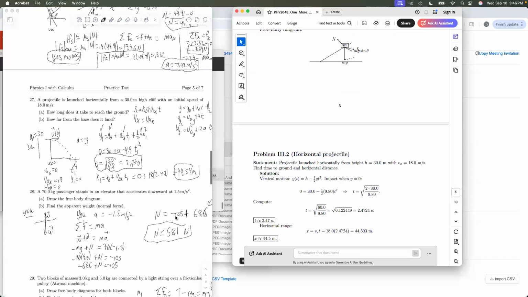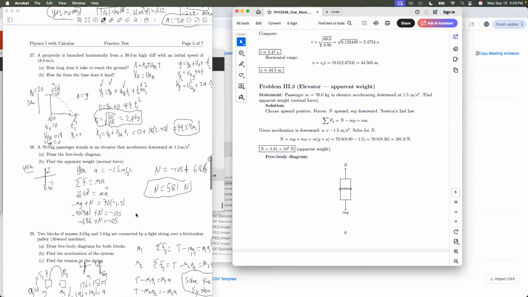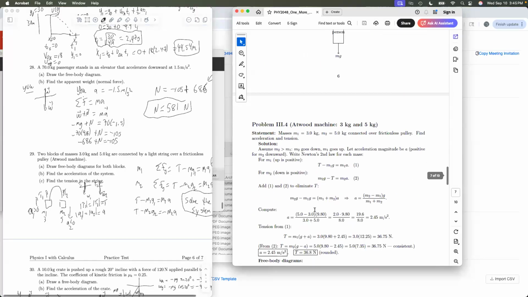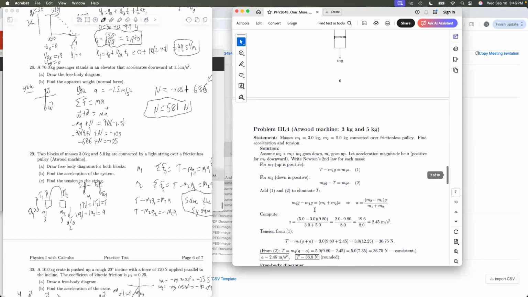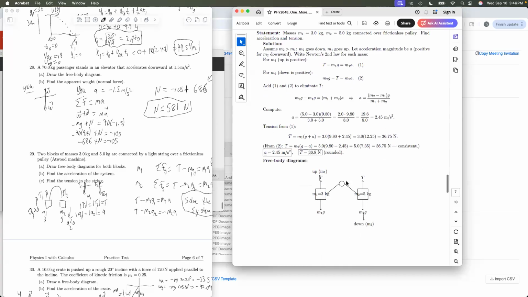44, 2.47, 581 newtons. So this is what you get for acceleration. And then once you plug that back into any of these equations to solve for tension, you could work this one on your own if you want.